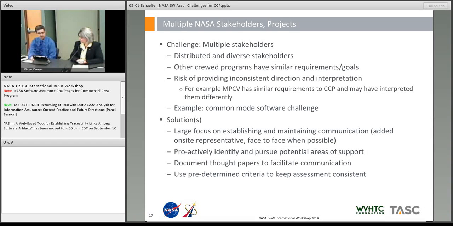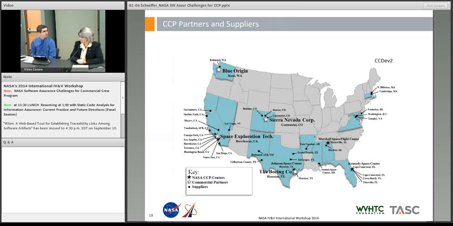And this is just a graphic that shows the distribution of some of the stakeholders. I'm sorry, it's a little out of date. You can see we don't even show up there in West Virginia, and we've got Blue Origin that is no longer a funded partner, but just an overview geographically.